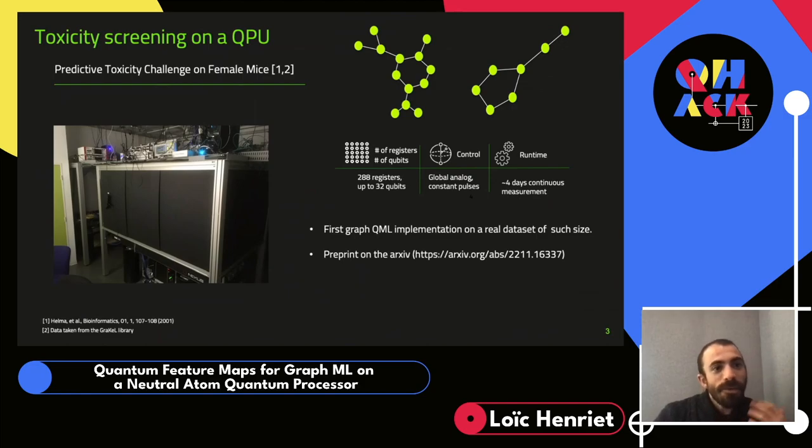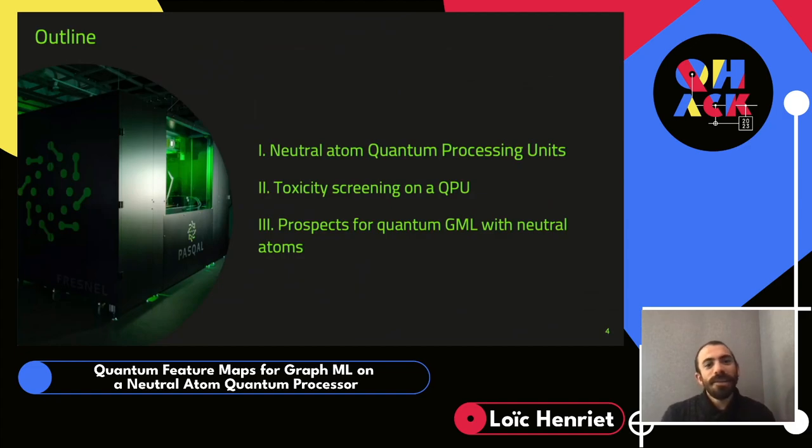All right, so that's about it for the motivation. Now about the outline of my talk, before talking in detail about this experiment, I want to tell you how our quantum processors work. Then I'll spend some time describing the procedure and the results obtained for this toxicity screening experiment. And in the end, I will try to uncover some prospects, some ideas for the future about quantum graph machine learning with neutral atoms. So let's dive in.